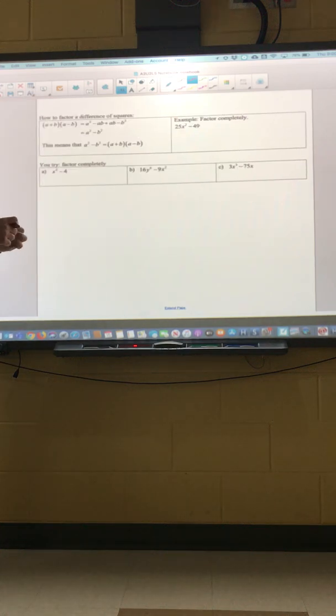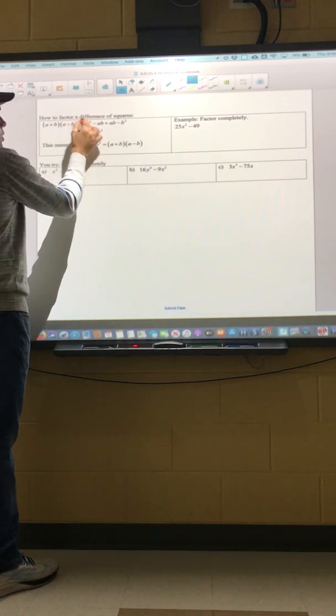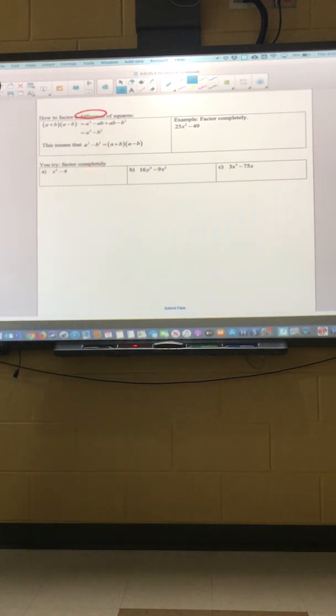Alright, so that being said, let's look at our other process here, which is factoring a difference of squares, okay? All right, so let's pay attention to the key things here. First off, a difference. So it has to be subtraction.